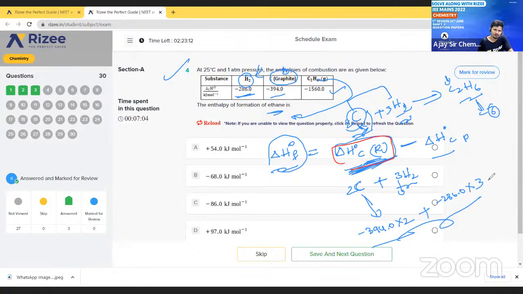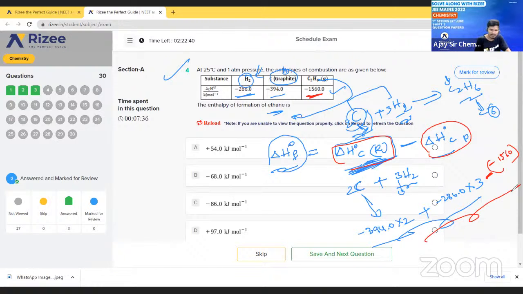Then what do we have to do? We have to do minus, this is what? Enthalpy of combustion of product. So see here, what is the value? Minus 1560. Okay, so do this calculation. How much answer will you get? Tell me. See, very good, Vijay Shankar. Very good, very good.